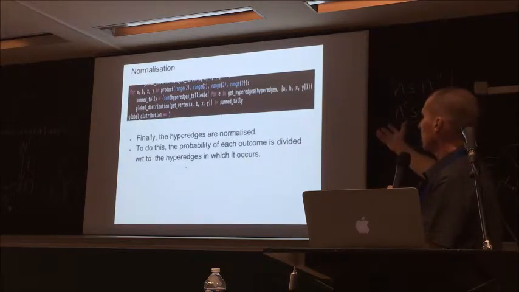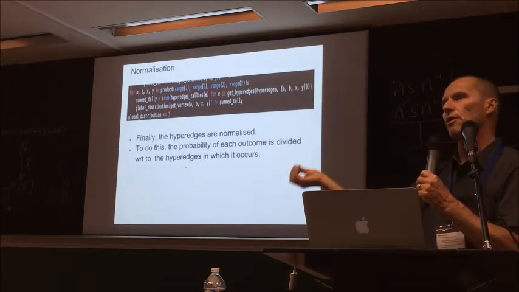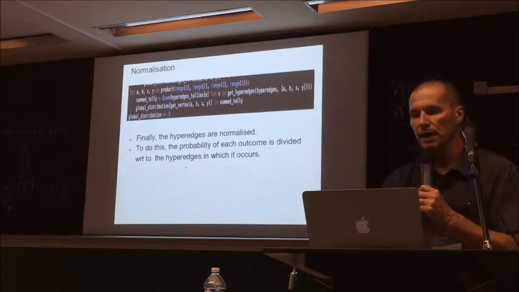This is the normalization condition. We're just essentially dividing by counts in order to get the probabilities back.